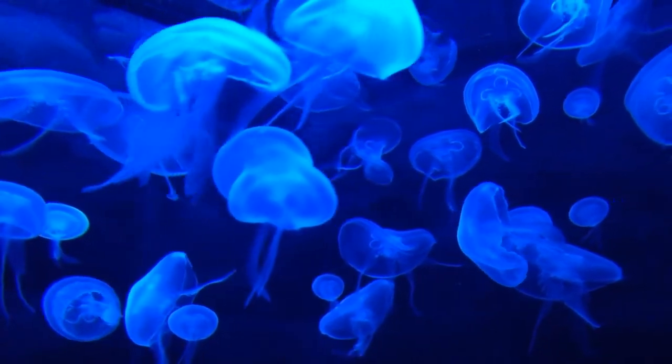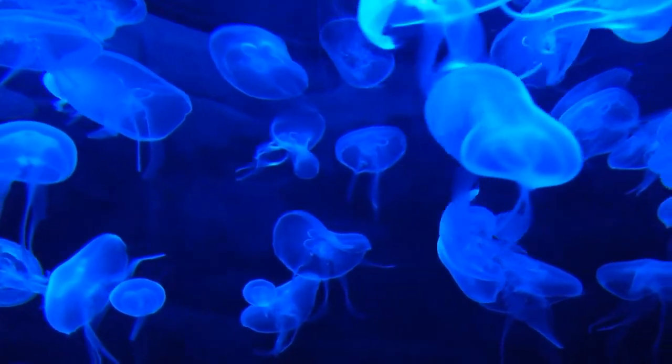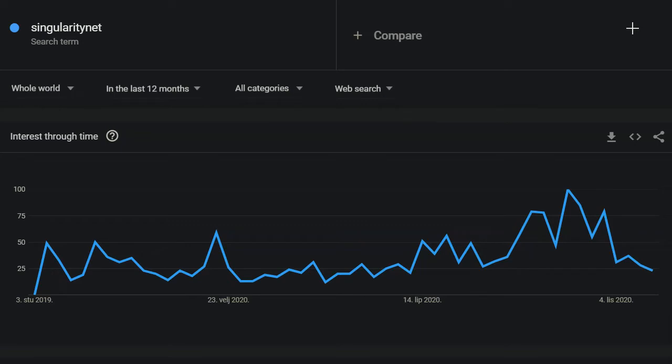Enough of self-promotion, let's head to the Google Trends chart. This is SingularityNET in the last 12 months, so a 1 year time span. What do I see on this chart?